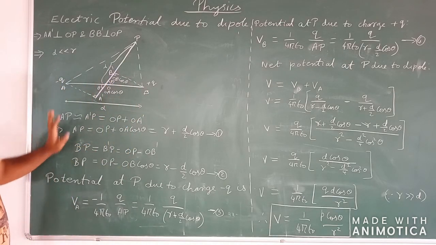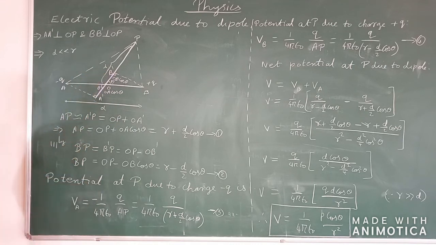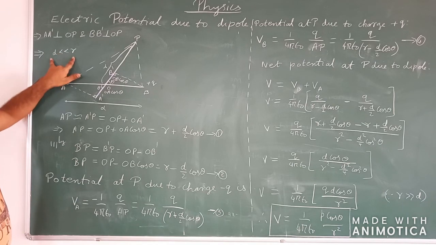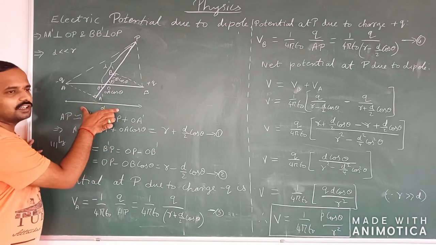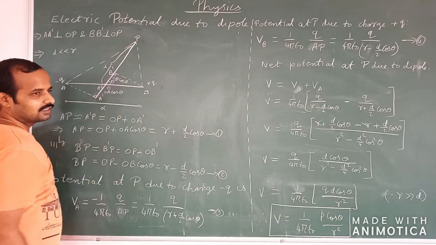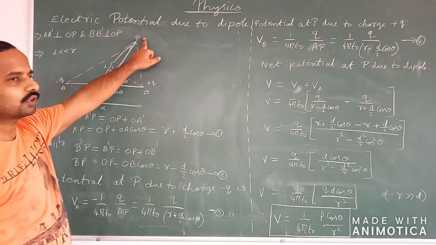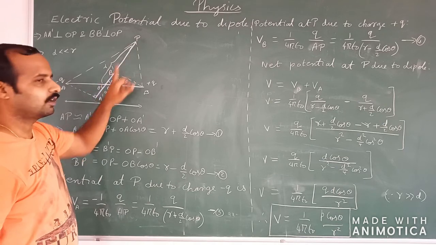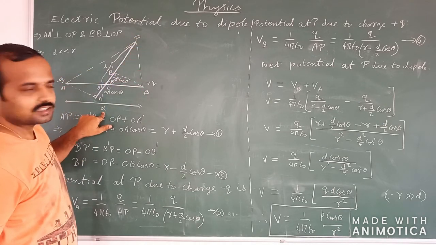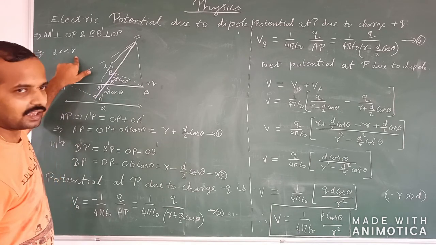So this is about your construction, and a small amount of assumption or approximation we are making here. That is, the length of the dipole is negligibly small as compared to the distance of the point at which the potential has to be found out from the dipole. That is, r is very much greater than d. That is, d is negligible compared to r in this case.